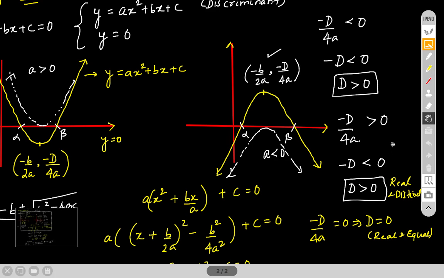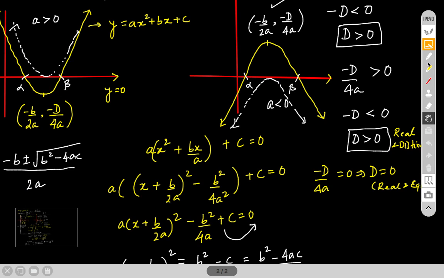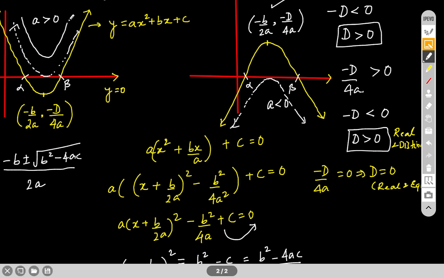Is that fine? Yes, sir. What if it doesn't have any real roots? If it doesn't have real roots, that means it will be hanging in the air like this. Correct? Even this will be hanging in the air, hanging down like this. That means in this situation, minus D by 4a should be positive, and in this situation, minus D by 4a should be negative.